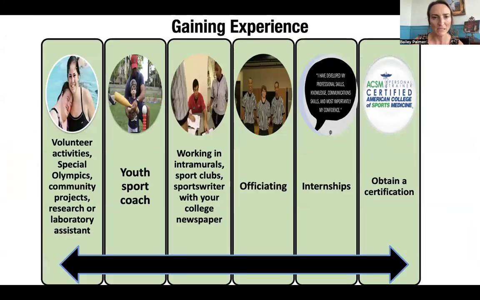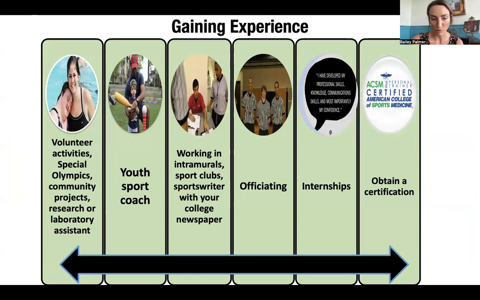Next, let's look at gaining experience. Volunteer activities are really great. We look for that when we write recommendation letters, seeing what you've done in the community. A big one I like to see is volunteering for like food pantry, volunteering at the animal shelters, working with certain church or youth groups.